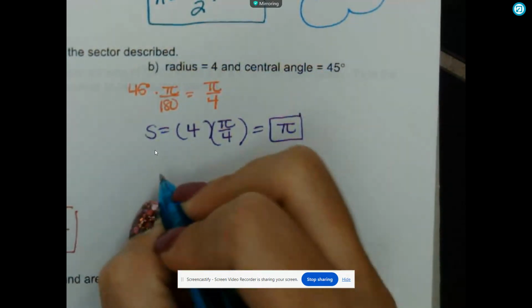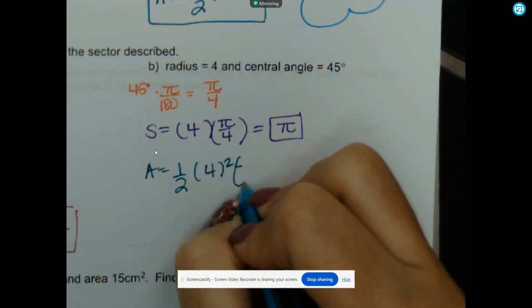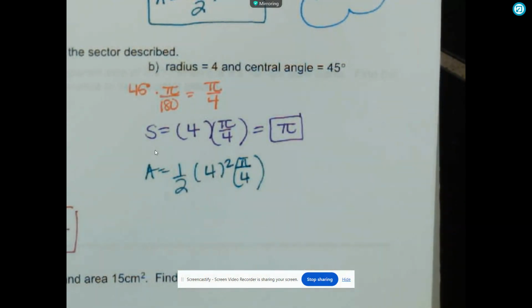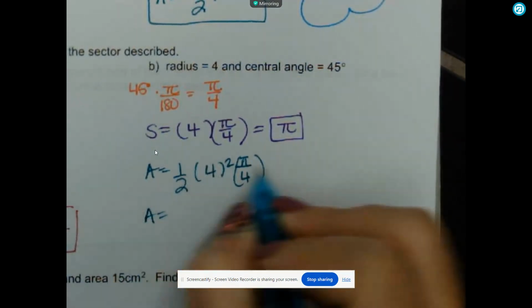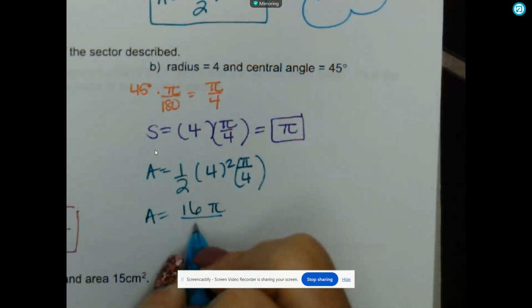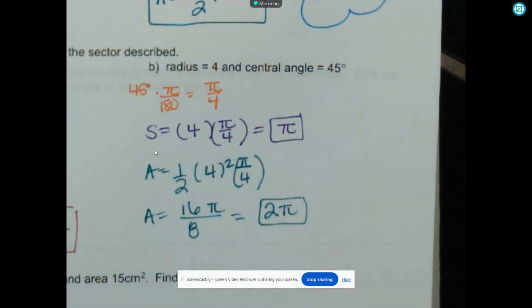All right, then same thing for area. Area equals 1/2 r squared theta. Remember, y'all can do this in the calculator. If you do it in the calculator, though, leave the pi out until the end. Don't put the pi in the calculator at all; you'll just add it on at the end. But I'm going to work it out by hand. What's 4 squared? 16. So that's 16 pi on top, and then 2 times 4 is 8. What's 16 divided by 8? So the answer here would be 2 pi.